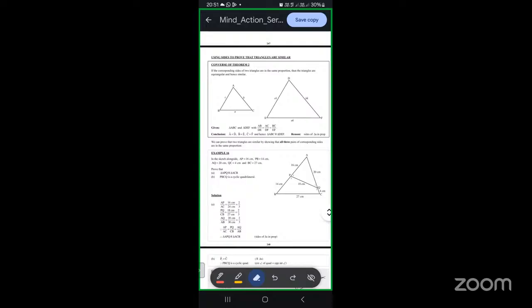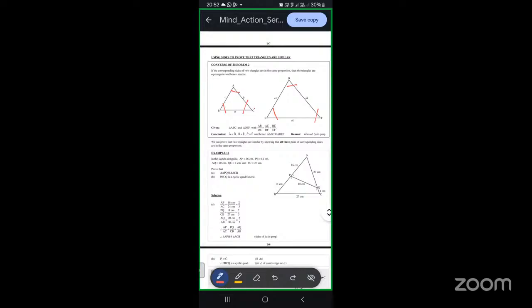You can come to the conclusion now that angle A is equal to angle D, angle B is equal to angle E, and angle C is equal to angle F. Then triangle ABC will be similar to triangle DEF. Reason being, the sides of the triangles are all in proportion. Does this converse of theorem 2 make sense to you guys? Yes, sir. Okay, thank you, guys.